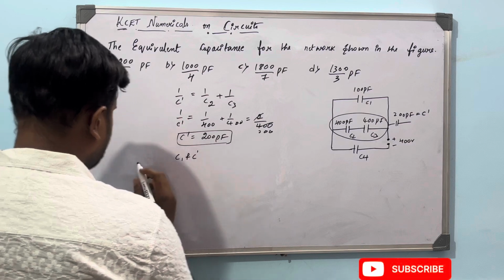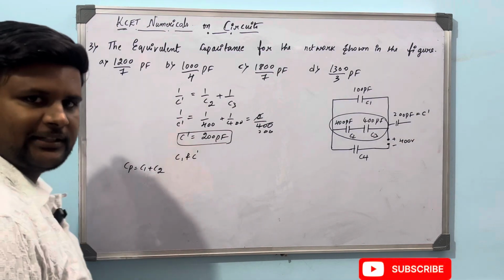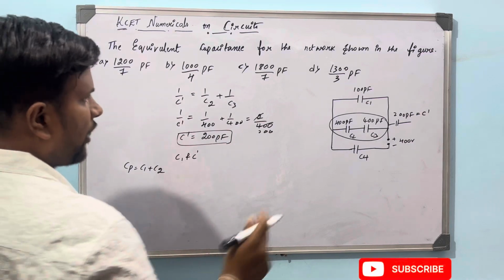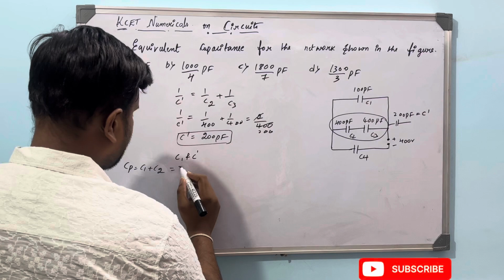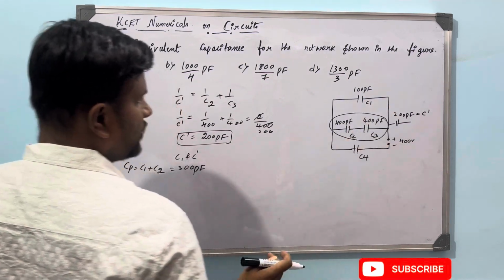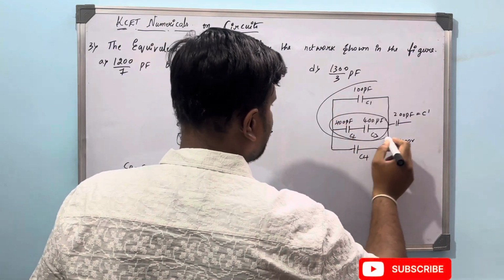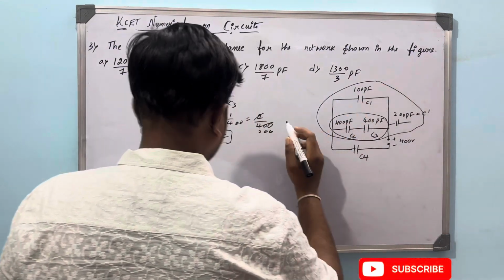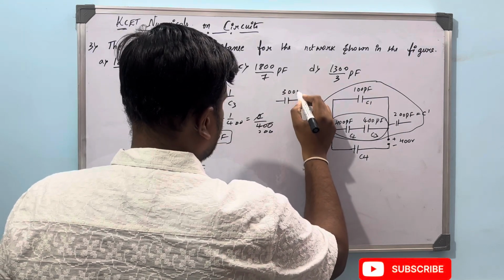For parallel we know that Cp is equal to C1 plus C2, right? So what is the value? It will become 100 plus 200, which is 300 picofarad. Okay, so for this entire circuit we have only 300 picofarad.